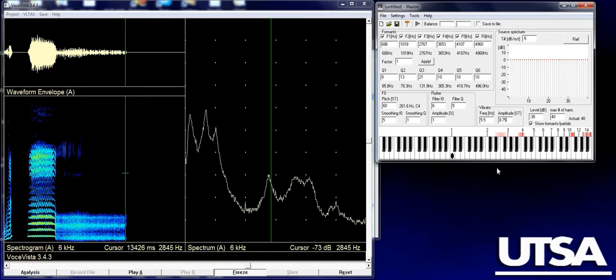And I didn't sleep well last night, and maybe that's why my vibrato's a little slow today. We'll see. So here's what I would sound like if my vibrato was a little faster and the extent was a little narrower.